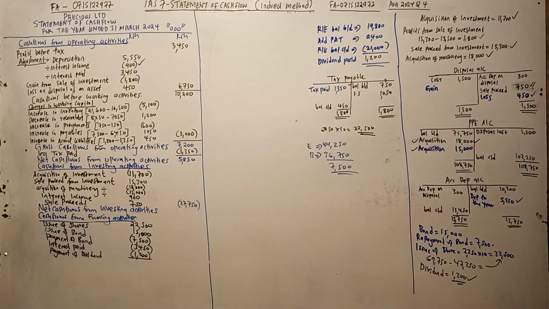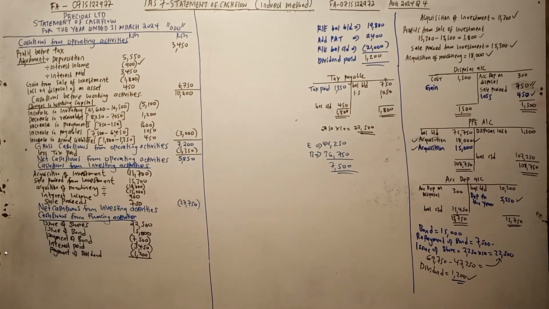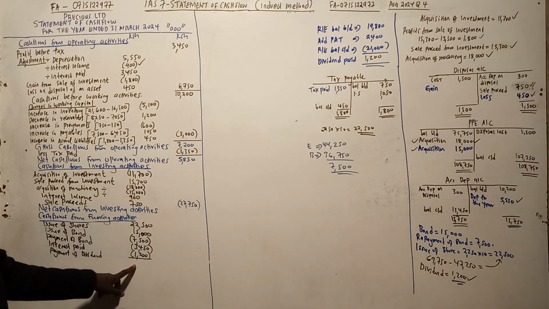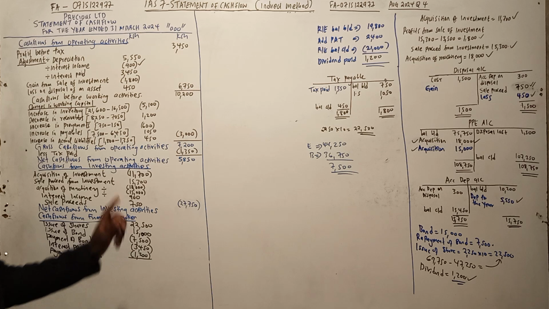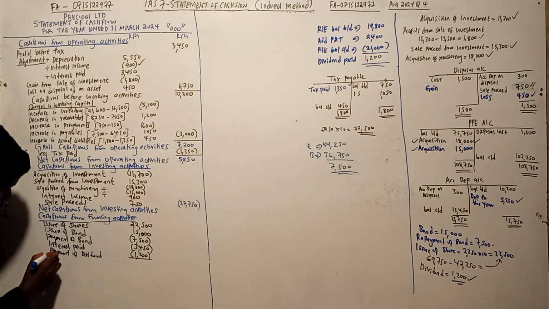So assuming in an exam wamekuambia that the dividend was not paid, kama it was not paid ama wajongelea, just know that the dividend is zero. But the examiner alikuwa director akatuambia the dividend paid was 1,200. Now we can get the net cash flow from financing activities.